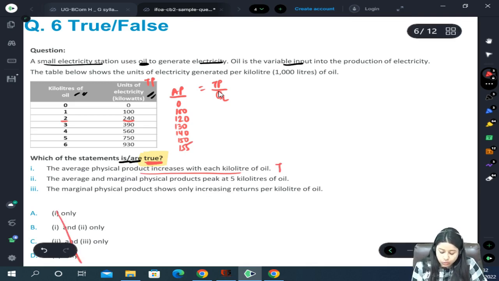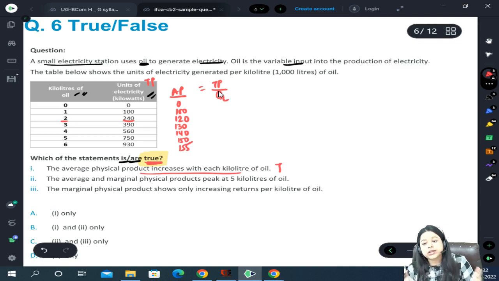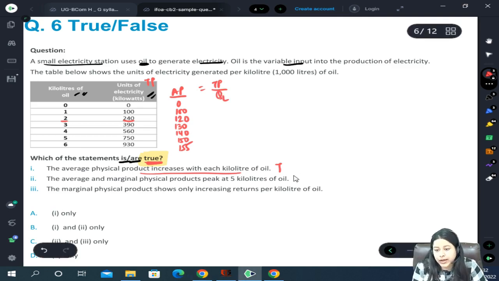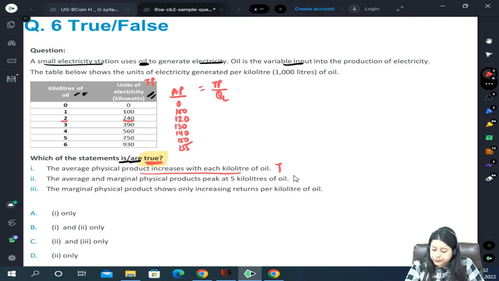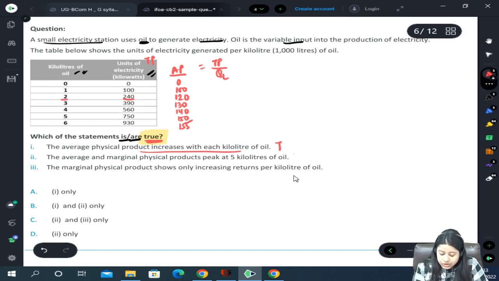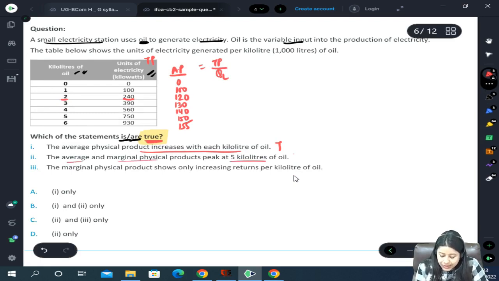Don't look at this yet. Just mark true and false, and then come to the options. If you have confusion, then only come to the options. Sometimes we feel, I don't know, is this true or false, and then we come and see what the alternatives could be. So, the average and the marginal physical product peak at 5 kiloliters. So basically AP and MP are highest at 5.